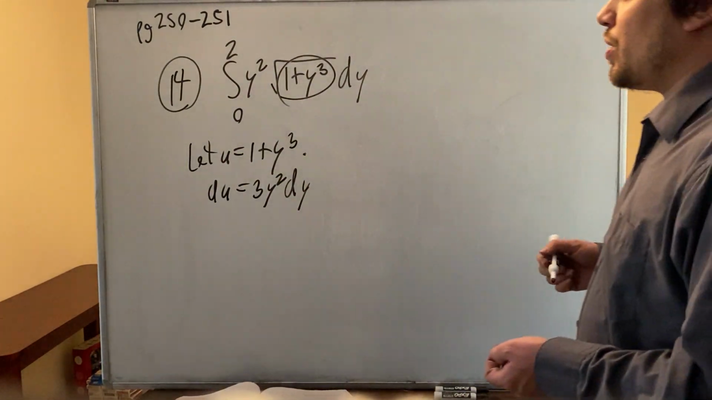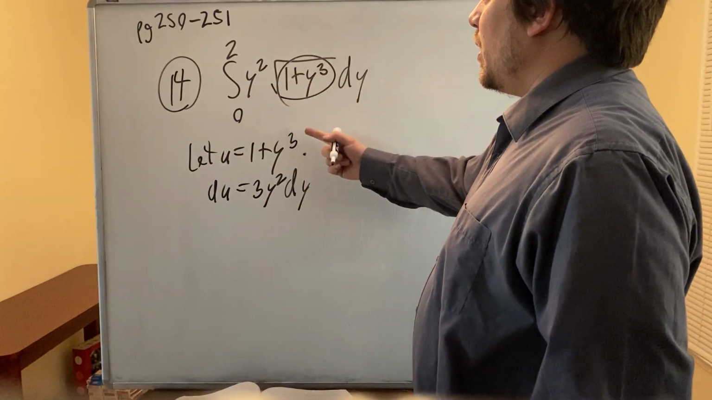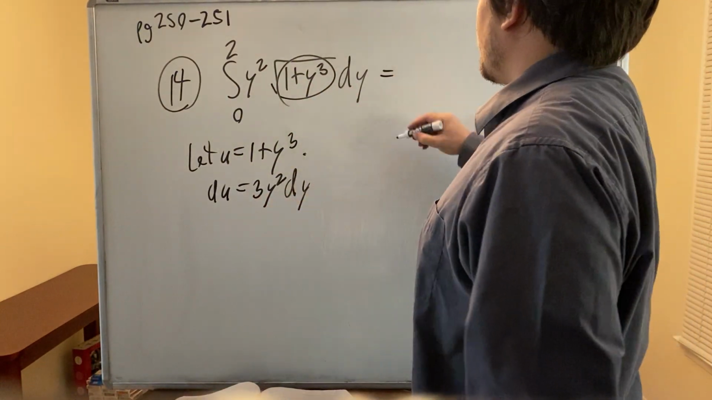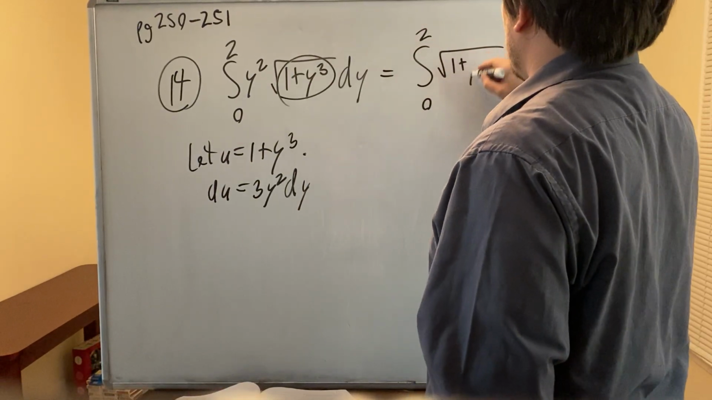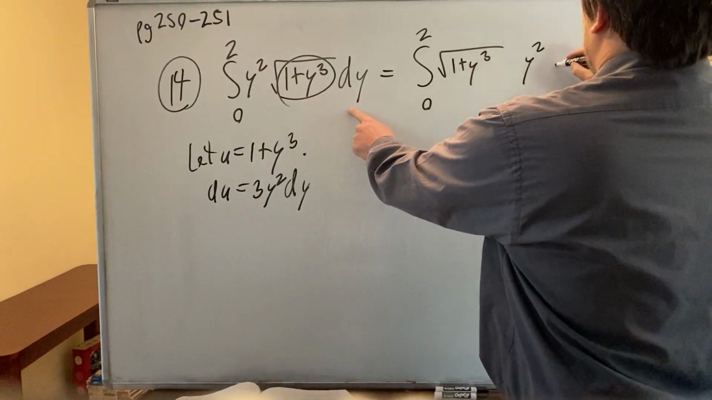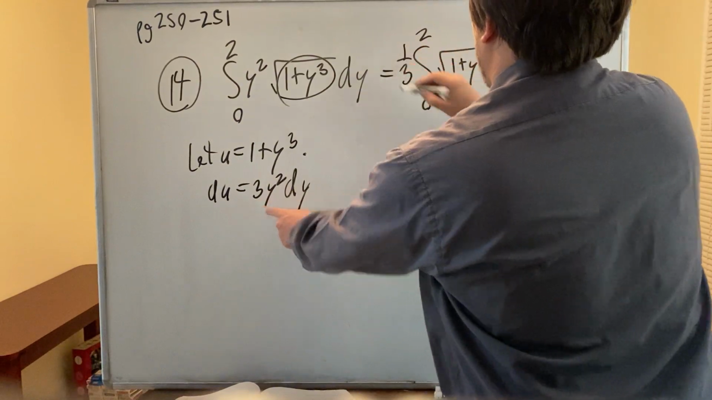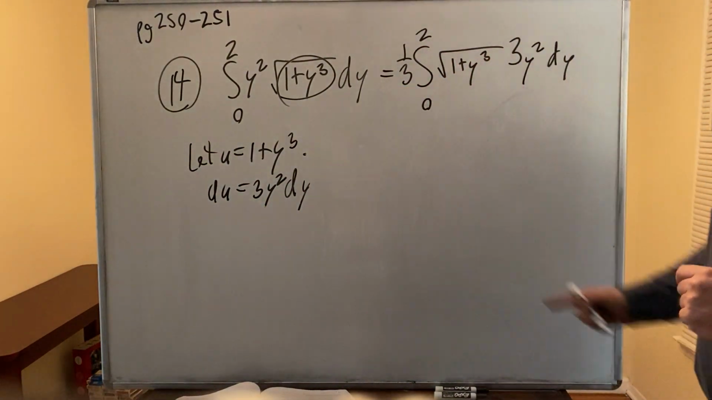Okay, and so now we just need to substitute. I can put a u in the square root, and I have a y squared dy. So I'm missing the 3, so let's fix that. We have the definite integral from 0 to 2. I'm going to rearrange the terms: the square root of 1 plus y cubed, and then I have the y squared dy here. I'm missing a 3, so I put a 3 there, and I put a 1/3 on the outside. I multiply by 3 and by 1/3, which means it's still equal.